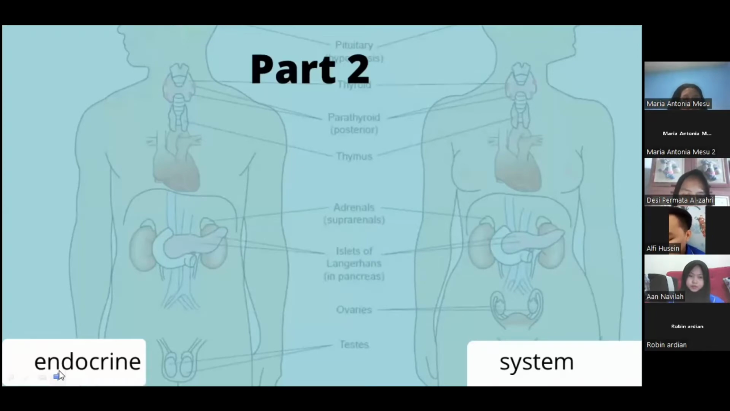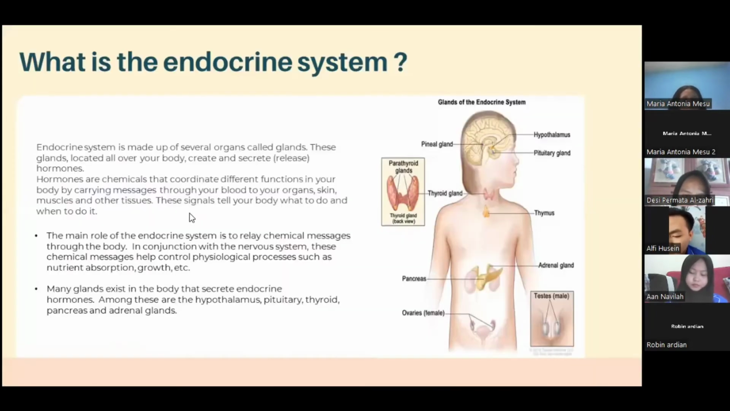Part 2, endocrine system. What is the endocrine system? The endocrine system is made up of separate organs called glands. These glands, located all over your body, prepare and secrete proteins and hormones.